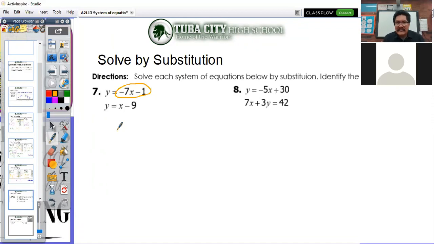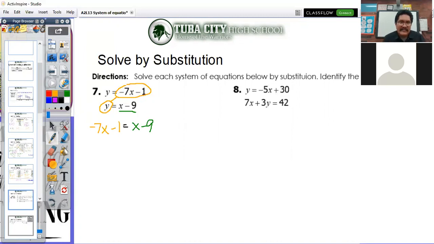And remember, these are systems of equations, meaning there's two of them, and that means they are together. They are on the same graph. So if that's the case, I'm going to take this and plug it in where this one is. So I end up with negative 7x minus 1 equals, the equal sign is the same, and this here is x minus 9. So again, I grabbed the 7x minus 1 and I plugged it in where the other y was.